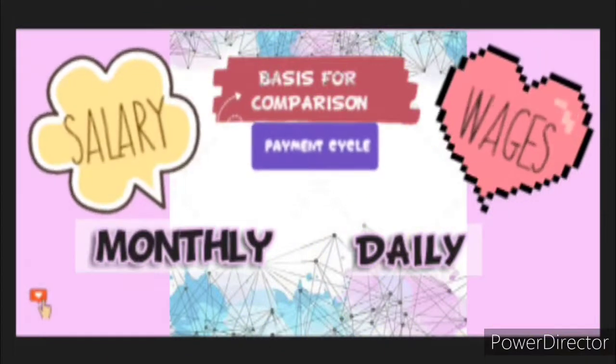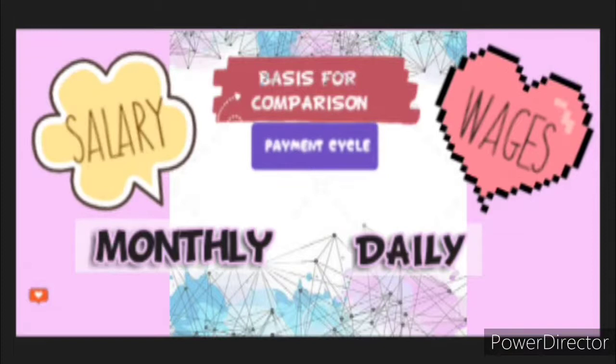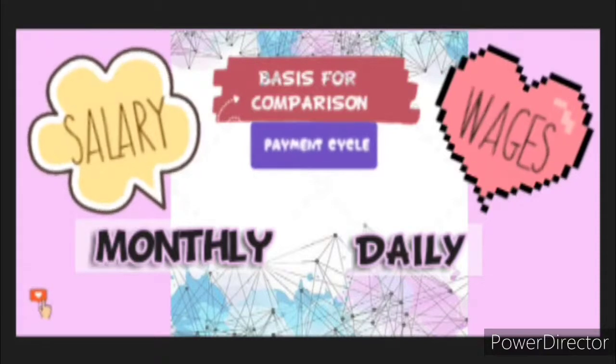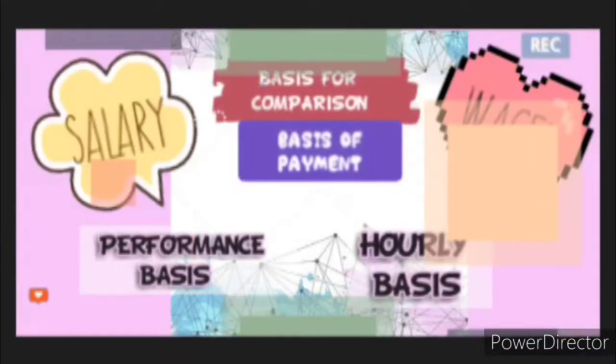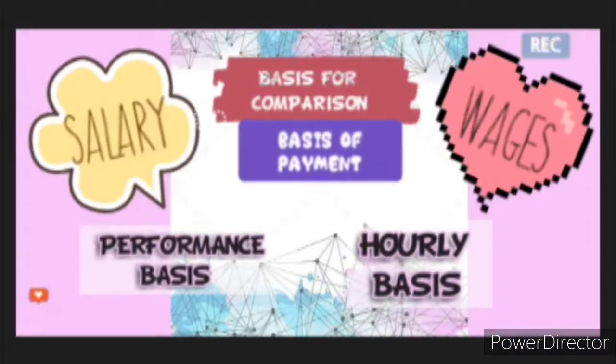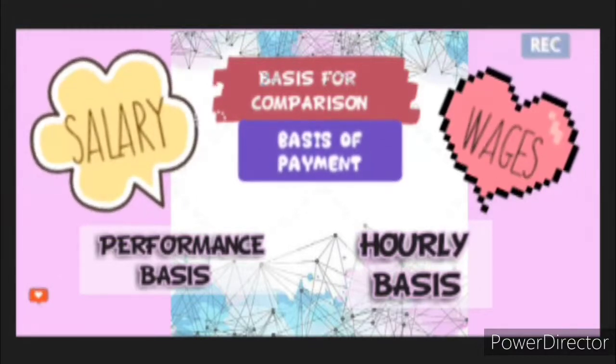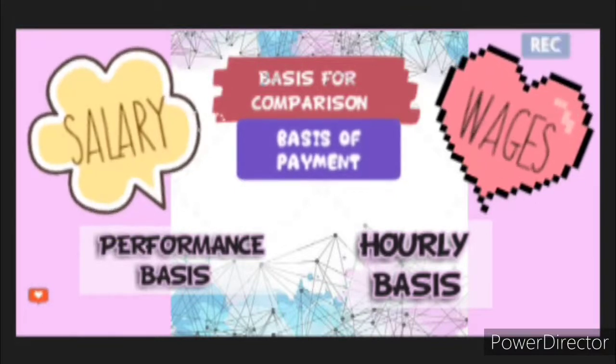In payment cycle, salary is monthly while wages is daily. Salary is generally paid at a fixed interval, whereas wages are paid on a daily basis for the number of hours spent. Basis of payment. Salary is paid on the basis of performance of an individual, whereas wages are paid on an hourly basis or the amount of work done in hours.